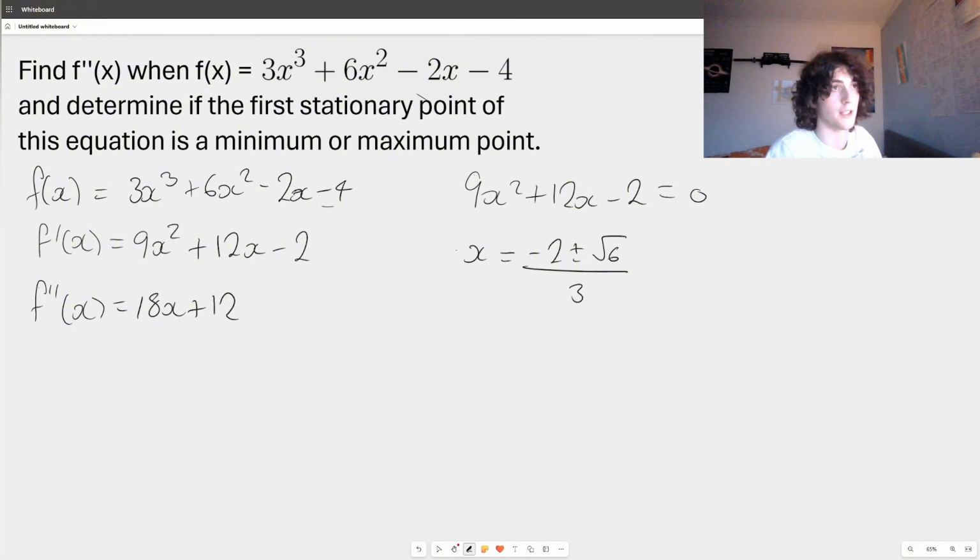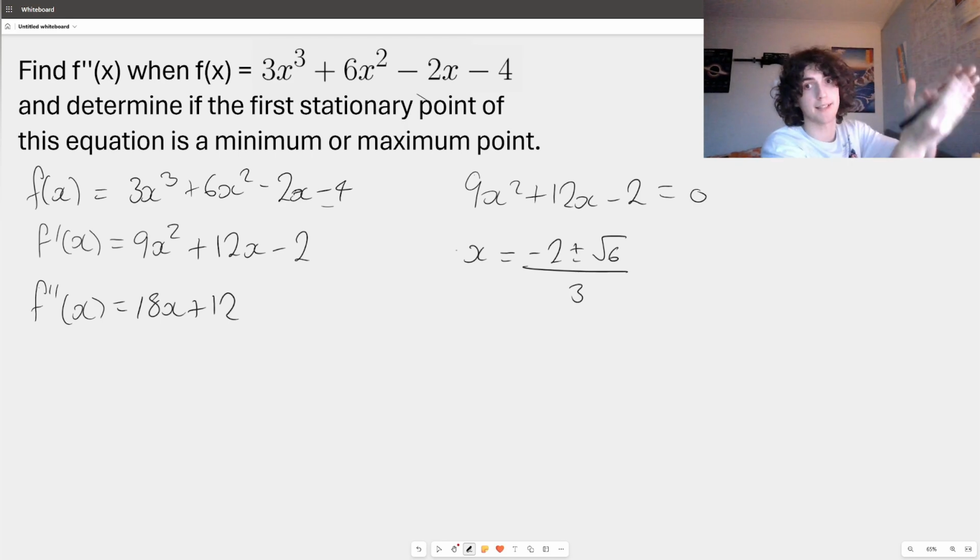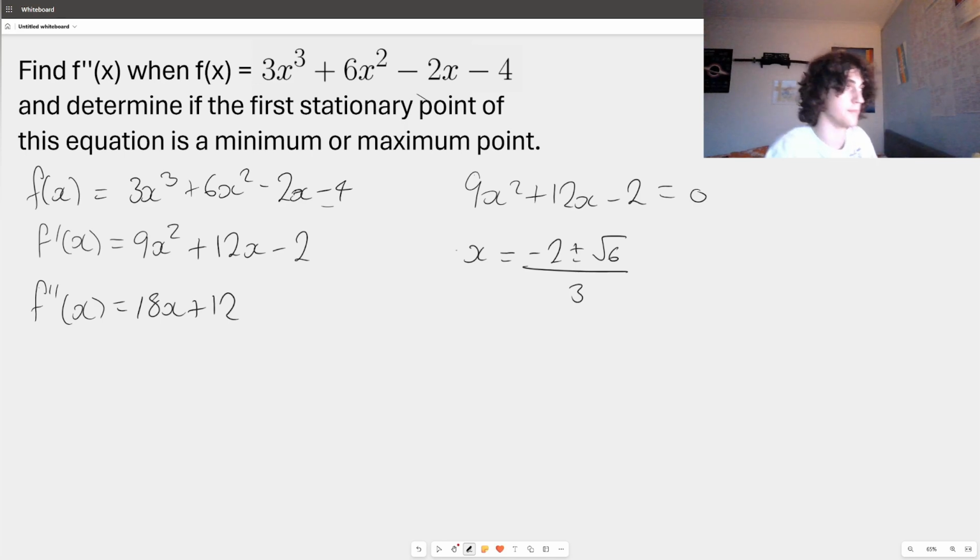So like I said earlier on in the video, if we have a maximum point, the second differential is going to be less than 0, and if we have a minimum point, the second differential is going to be greater than 0, as in each of those cases the gradient is changing going down or changing going up respectively. So we're going to calculate the first stationary point. The first stationary point will occur at the lowest value of x here. So we're going to take minus 2 minus root 6 over 3.